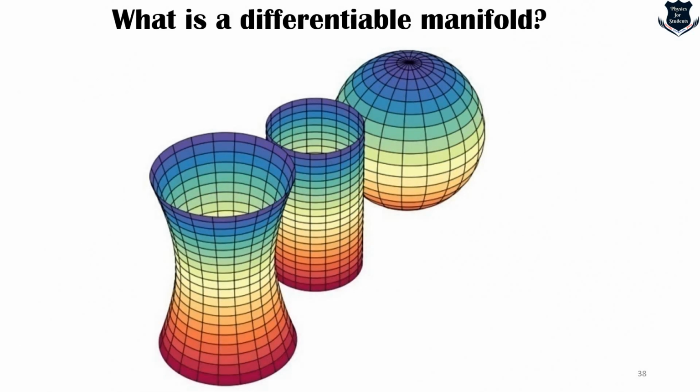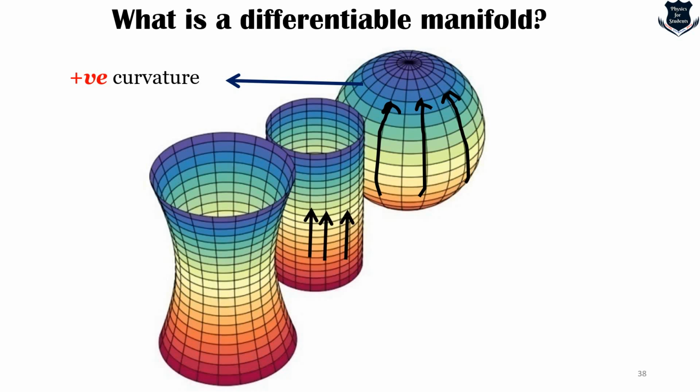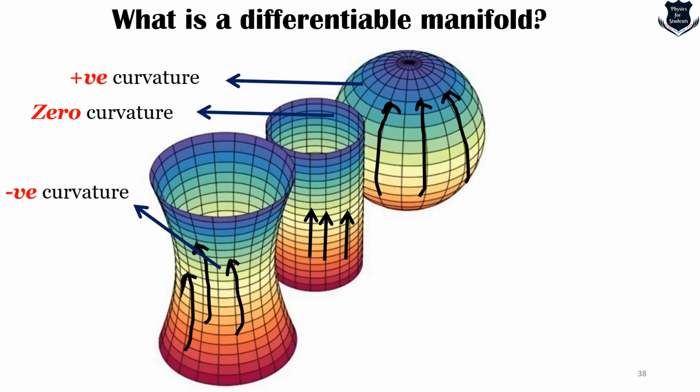If you take a sphere, a cylinder, and a hyperboloid, and we draw lines, these are converging geodesics or straight lines. We call it positive curvature. Here the lines are parallel, so we call it zero curvature. And here the lines are diverging. We call it negative curvature.